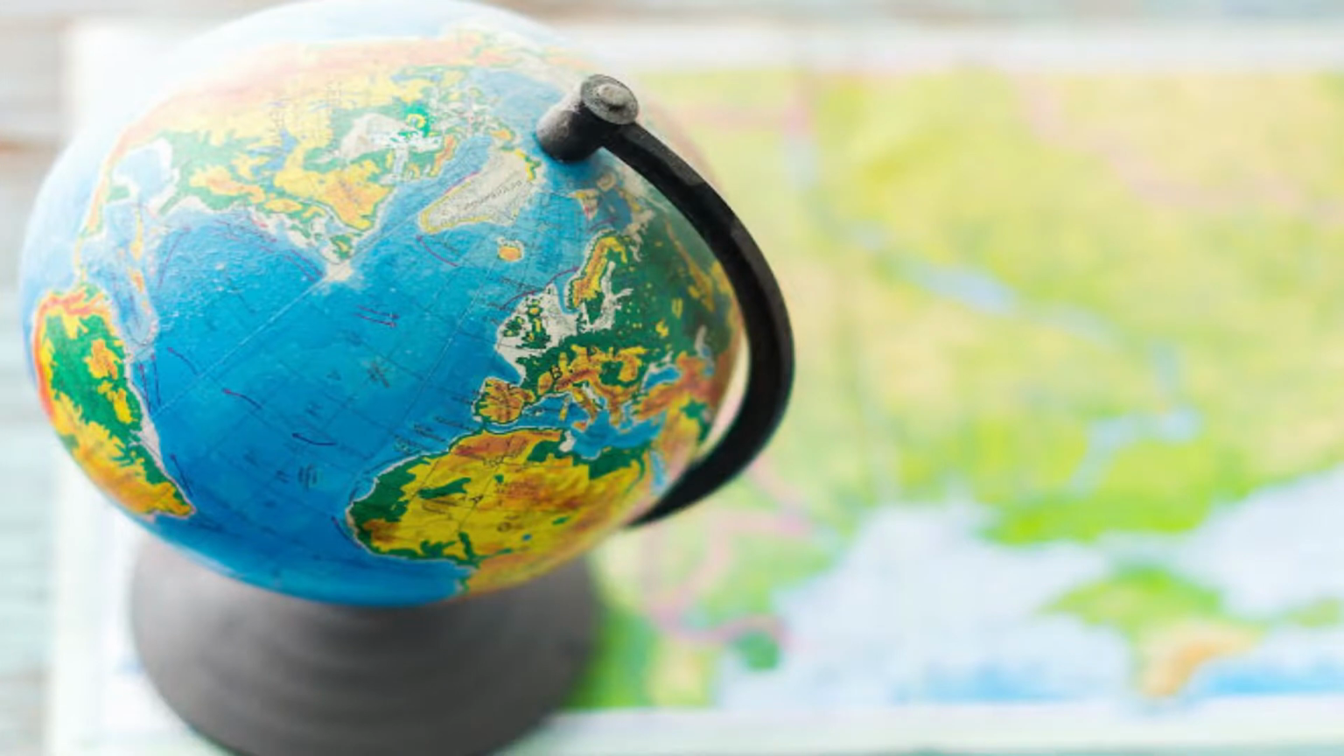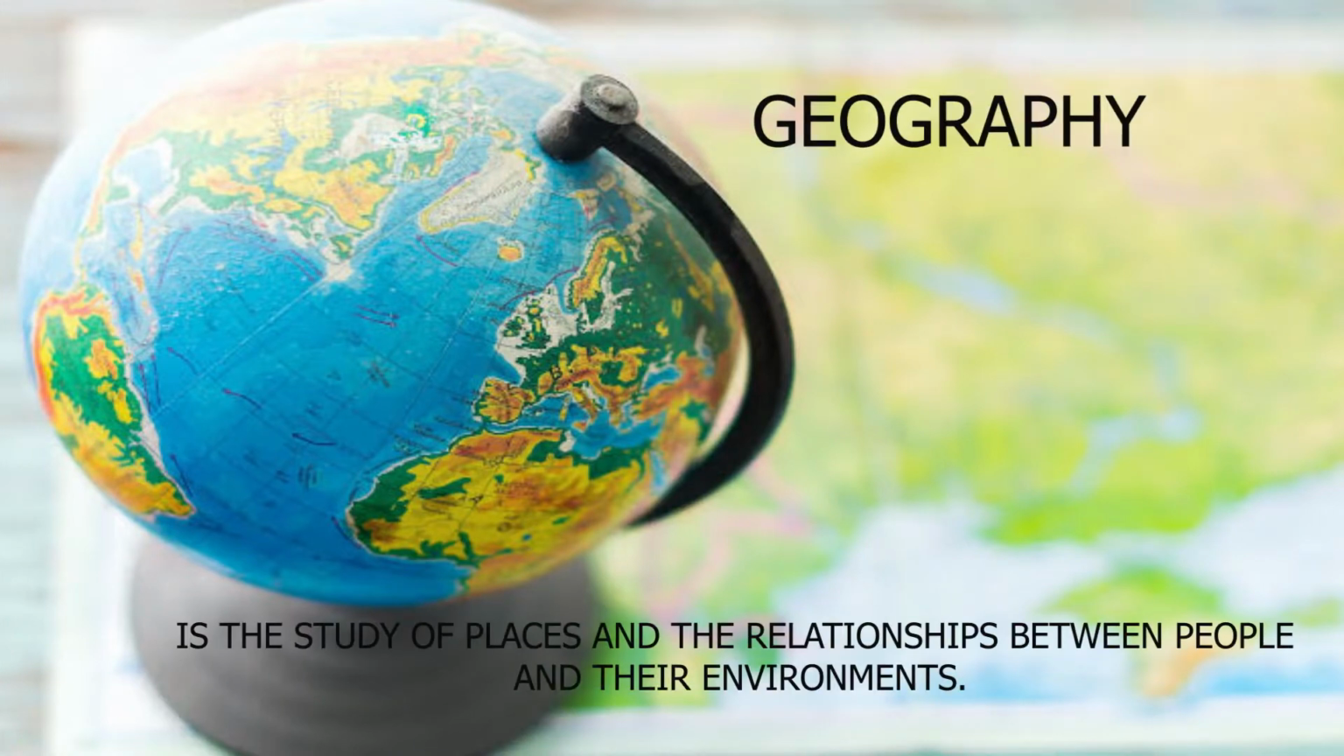So what do you mean by the word geography? Geography is the study of places and the relationships between people and their environments. It explores both the physical properties of Earth's surface and the human society spread across it. Geography as a study of religions can be divided into 5 main themes.